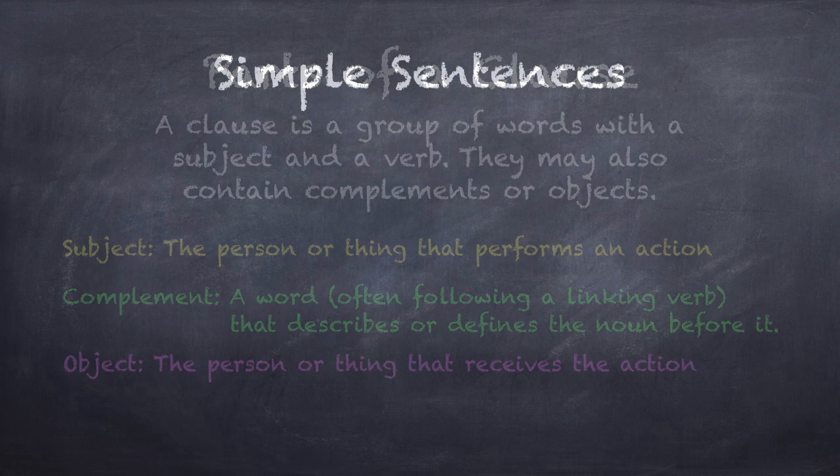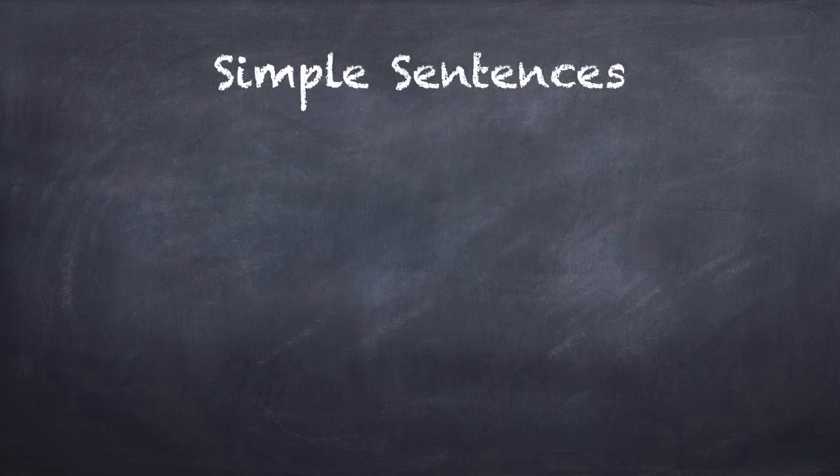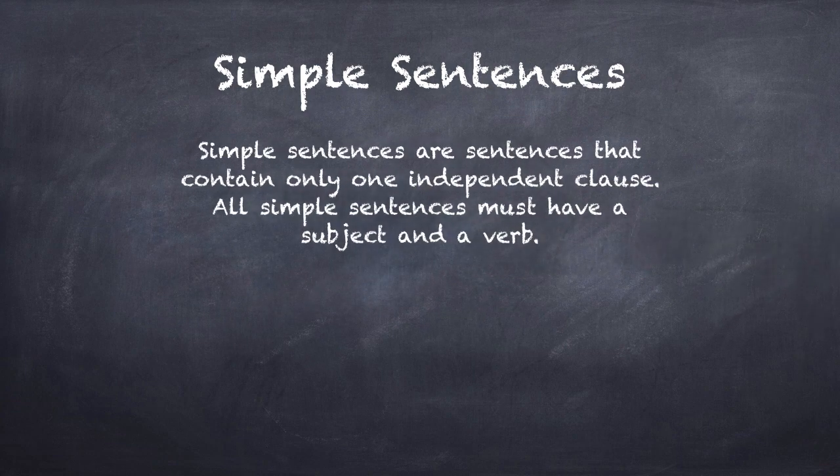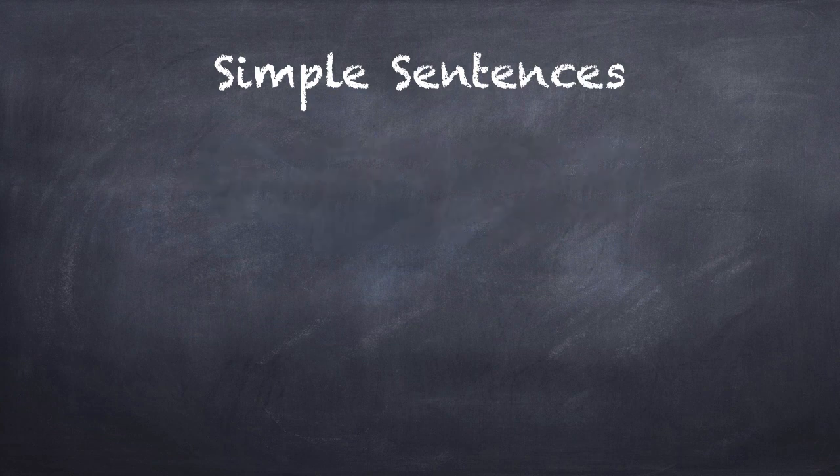Let's also define what a simple sentence is. A simple sentence is a sentence that only has one independent clause. All simple sentences have to have a subject and a verb. So, a simple sentence is an independent clause that's a sentence all by itself. Let's look at some examples of this.